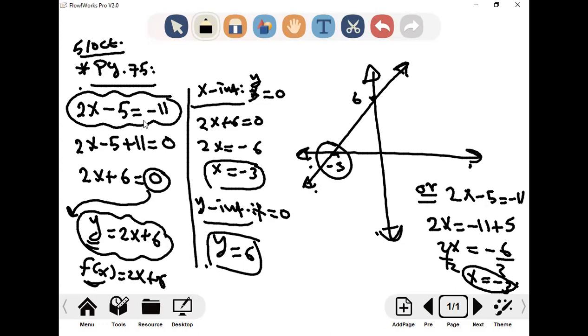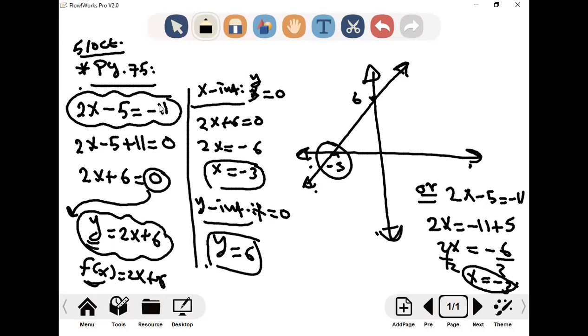This is the equation. I will repeat. This is the equation which is given in the question. Let's read the question. The question said, graph the related function of this equation 2x minus 5 equal negative 11. Then use the graph to solve the equation.